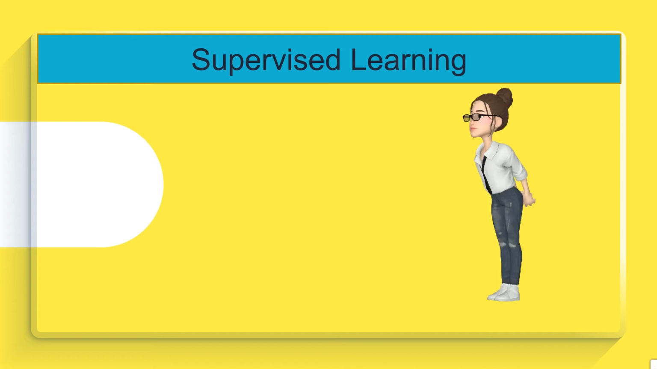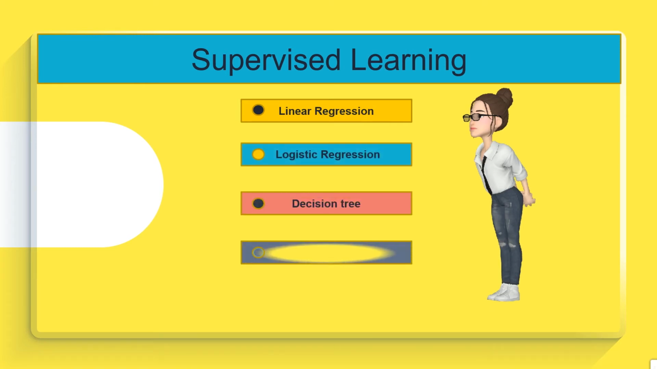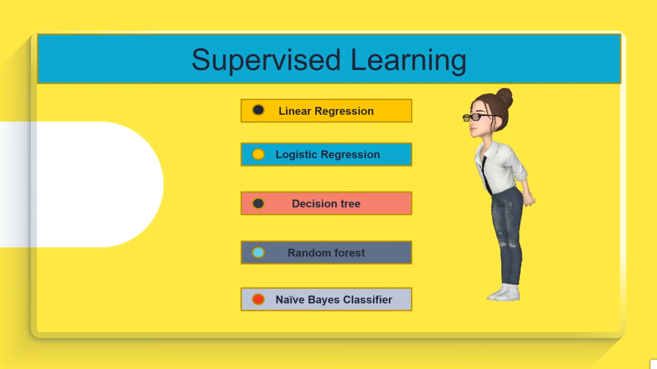Now, when we talk about supervised learning, there is not just one but quite a few algorithms here. So we have linear regression, logistic regression, and decision trees. We have random forest, we have classifiers. So linear regression is used to estimate real values, for example, the cost of houses, the number of calls, the total sales based on continuous variables. So that is what linear regression is.